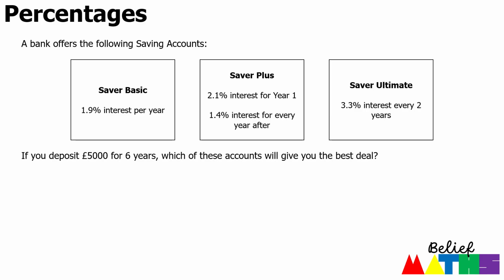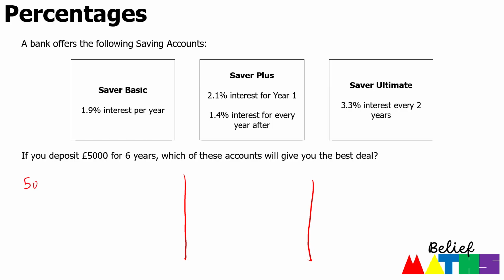Next one is about compound interest and repeated percentage change, and they give you these options where it's like, which one is the best deal? What I like to do is split the page in three, and I'm just going to work underneath each of those cards. So it says Saver is 1.9% interest per year, and I'm investing £5,000 for 6 years.